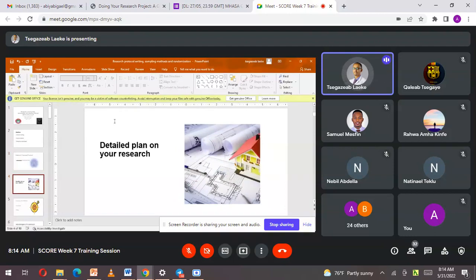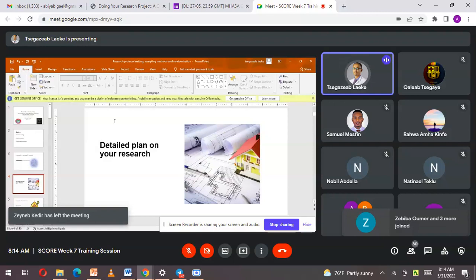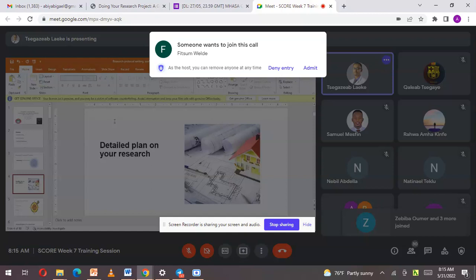So you can assume your protocol as like a plan. So let's say that you are building a house. So just before you build your house, you just have to plan how to build it. Like you have to know where you build the house and what resources you have to have before you build the house, and also how much money you have to budget. So research protocol is just similar to planning a house.